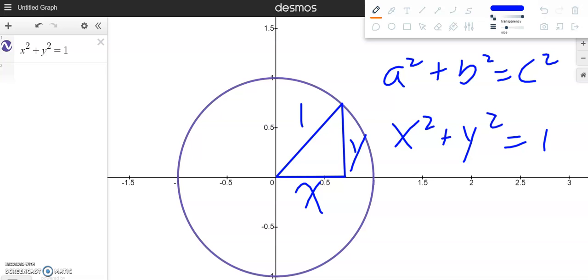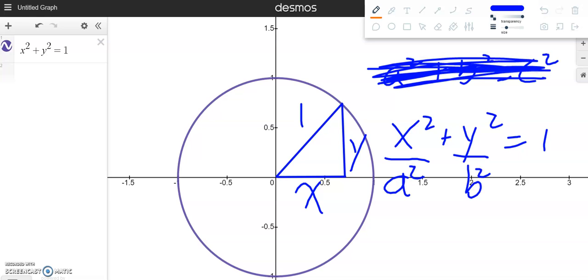Now, for ellipses, we're going to do something a little bit different. We're going to divide each one of these by a number, and we can put that as a squared and b squared. It's different from this a squared, b squared. It's unfortunate we use the same letters, but this is different. But each one of those letters is going to do something to our shape, and we're going to see how it does.